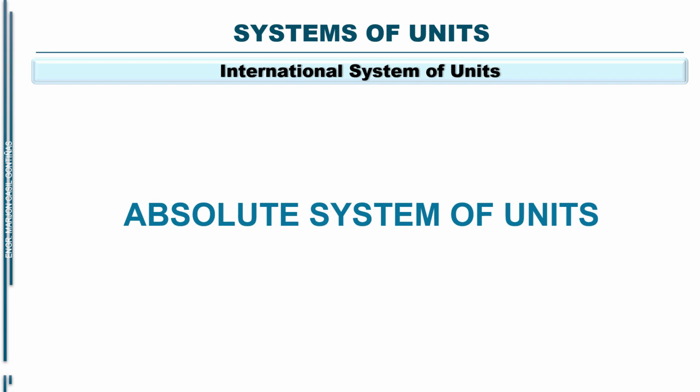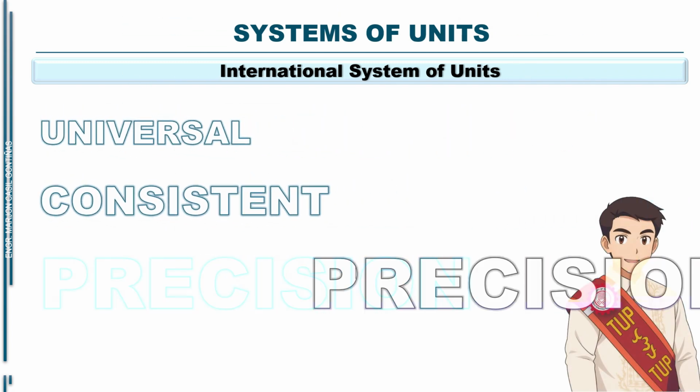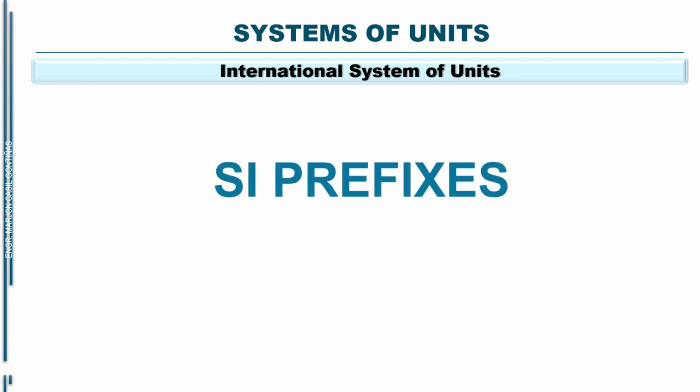That's the power of the SI system: universal, consistent, and built for precision. Now, one of the best things about working with the SI system is how easy it is to handle really big or really small numbers, thanks to prefixes. Prefixes help you avoid writing a long string of zeros by giving numbers a clear, compact form. Here are some of the most common ones you'll see in engineering.